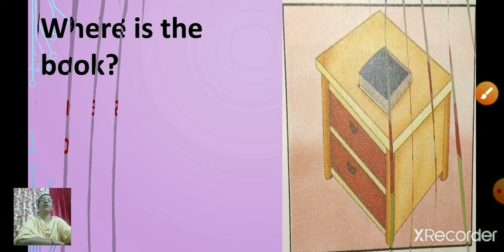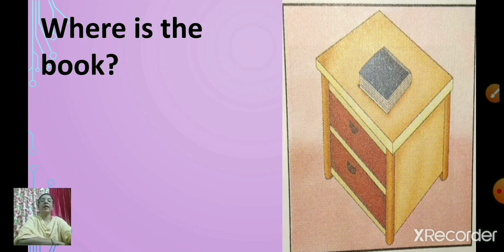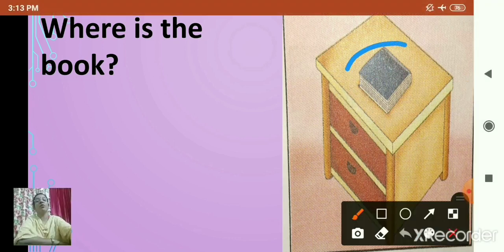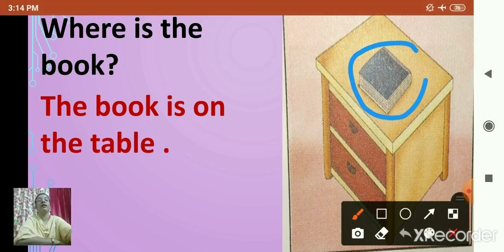Now again, observe the picture properly. Where is the book? Look at the picture. So this is the book. This is a table. And where is the book? Yes. The book is on the table. See, this is the table and the book is on the table.